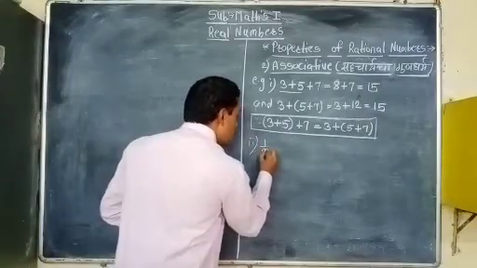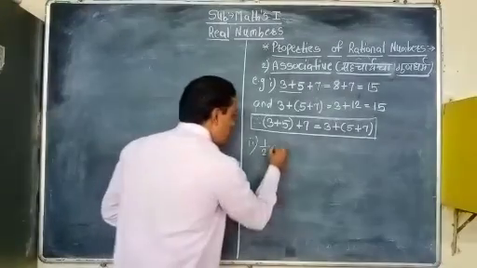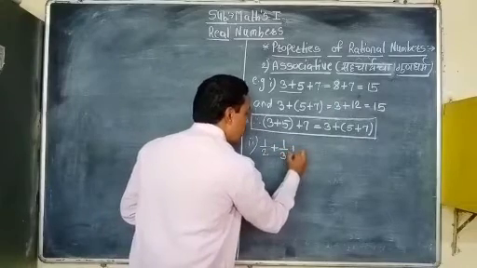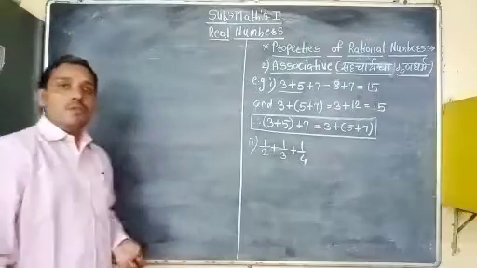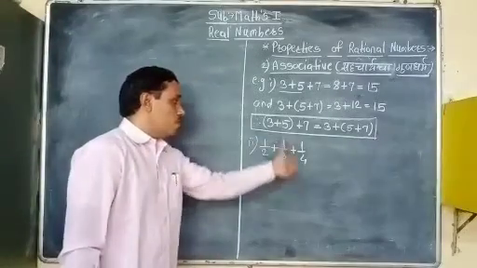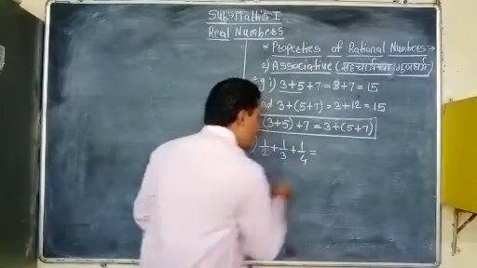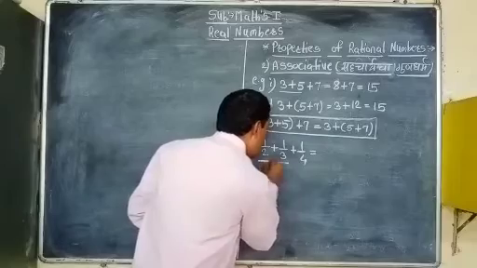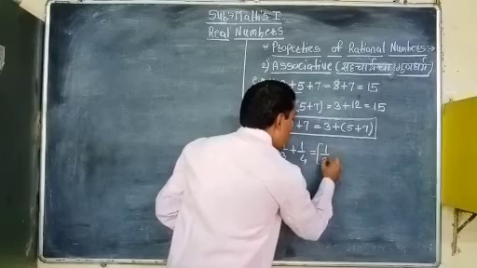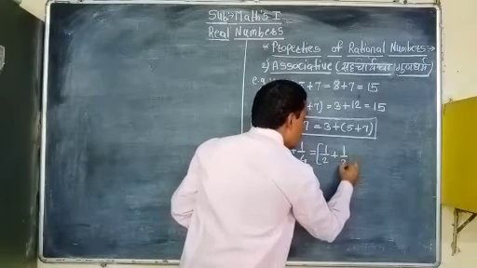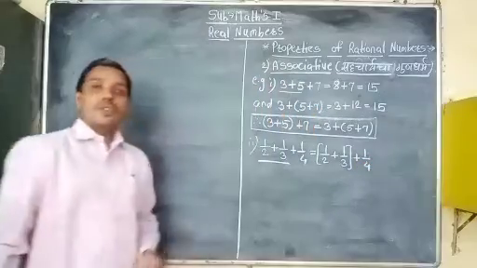So 1 by 2 plus 1 by 3 plus 1 by 4. We have the addition between them. First of all, we group 1 by 2 plus 1 by 3, and then after that we add the number 1 by 4.